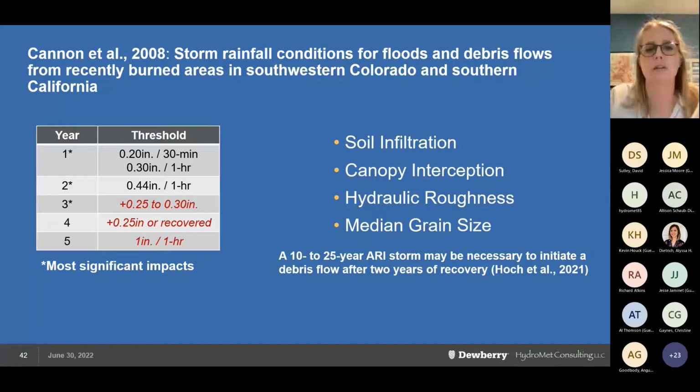This is something that we're hoping to dive into a little bit deeper in our postseason research as we look at burn scar recovery. So it's not just rainfall driven, but it's a lot of these processes. And then again, you need a higher recurrence interval storm, rather than a 2-year storm, like a 10 to 25-year storm after 2 years of recovery to initiate debris flows.